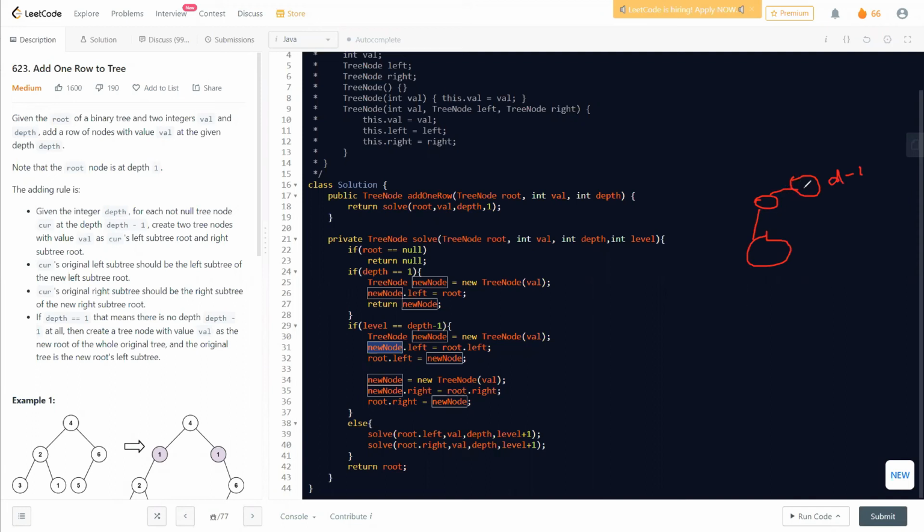So if we just look, it was like the initial root over here. It was like the subtree over here, and this is the new node val we just created, right? So we just marked it in that way. So that's what we did in the first case.